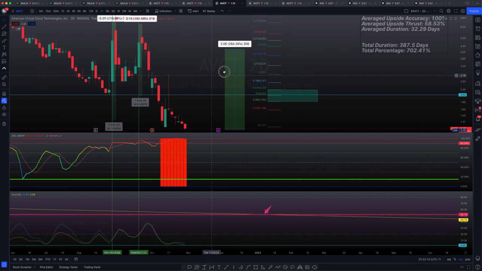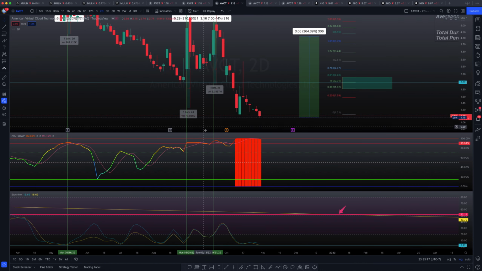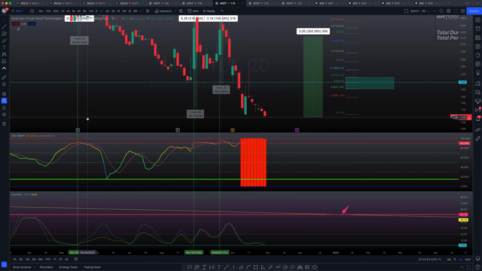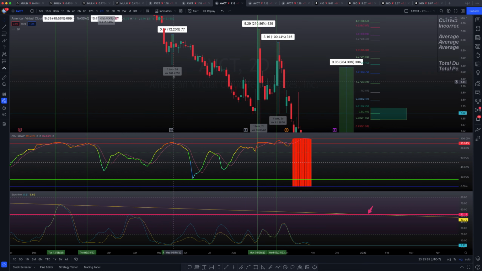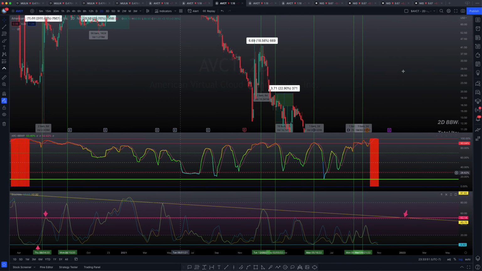Let's see, we're looking at a 2-day chart right here. So I took every iteration where we have retraced from over the 90 percentile. This is the 90 percentile line here from the BBWP. Every single time that we have moved above the 90 percentile, I've taken note of that iteration, and also taken note of how long it's lasted and how far of an upside thrust we've had based on this detail. So this is the criteria that we're looking at, and I have done this for AVCT manually.